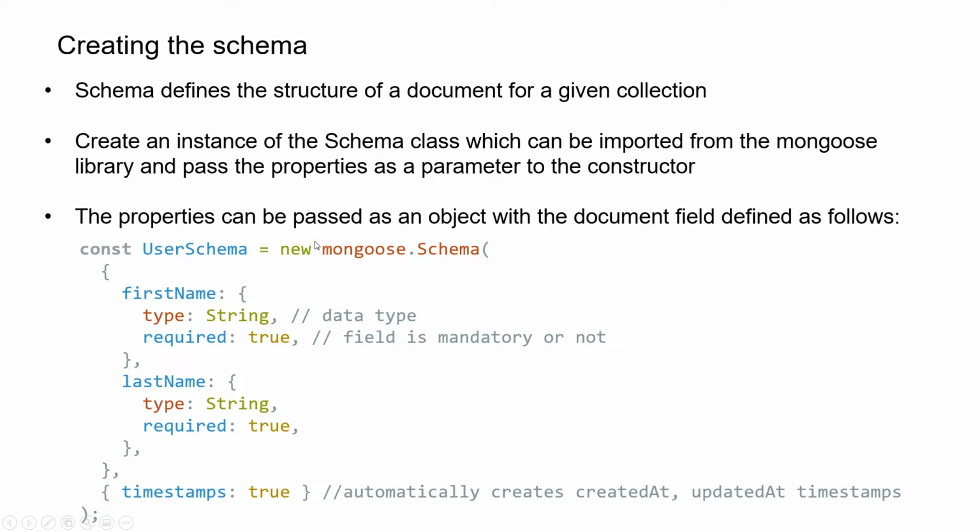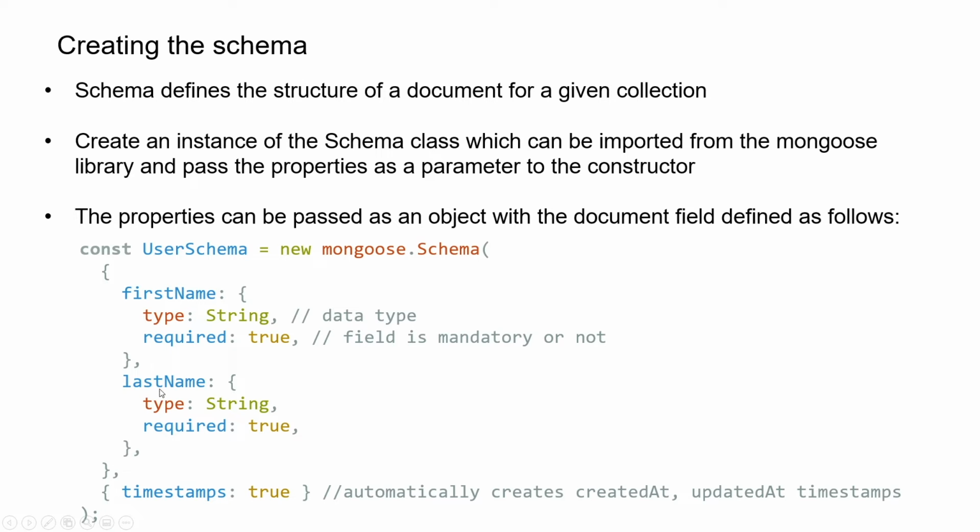So what we need to do is instantiate a new Mongoose schema class, and to its constructor we'll pass the first argument as an object which contains the key as the field name and the value as an object containing the metadata for that particular field. So for example, here for first name field, we are defining the data type of the first name field as string, and then we have a required property which is set to true, meaning that the field needs to be present in a given document.